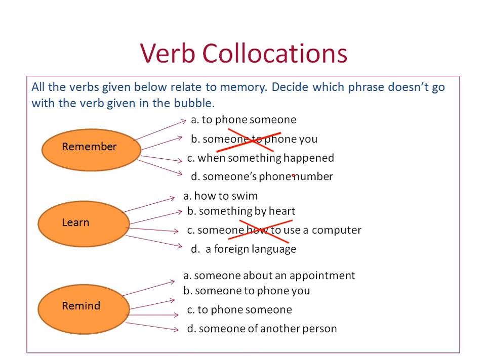Which phrase is wrong? It is the third phrase, which is remind to phone someone. This is not acceptable. Actually, if we use the verb remember to phone someone, that's the correct choice. So remember, we can replace the verb remind with the verb remember. We'll end up with the phrase remember to phone someone.